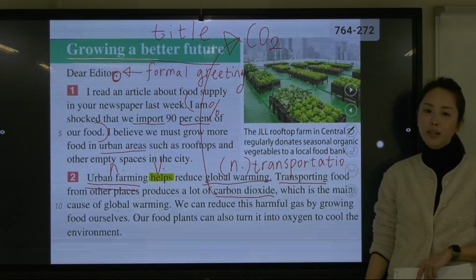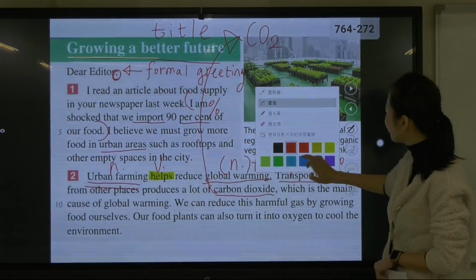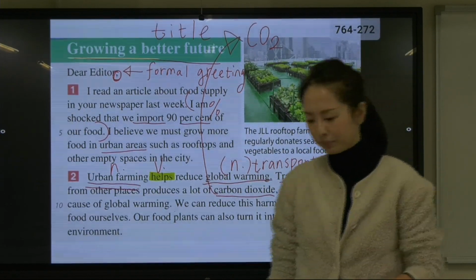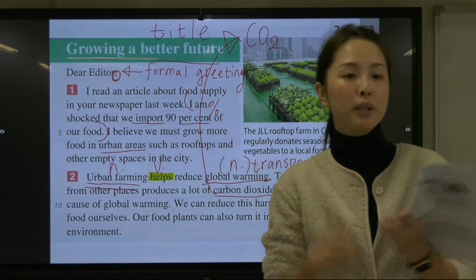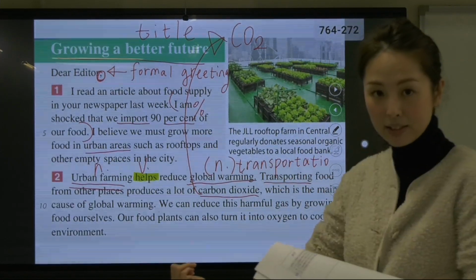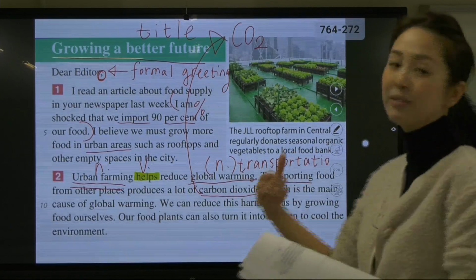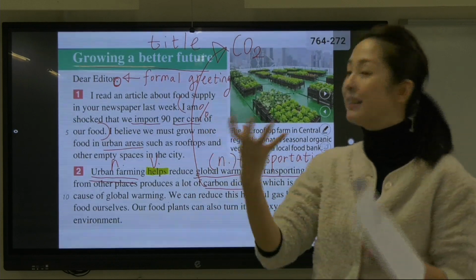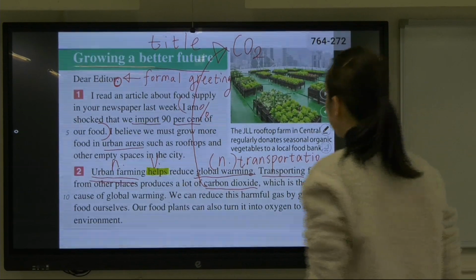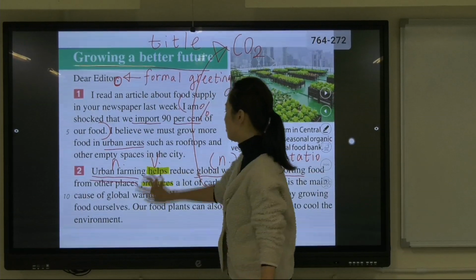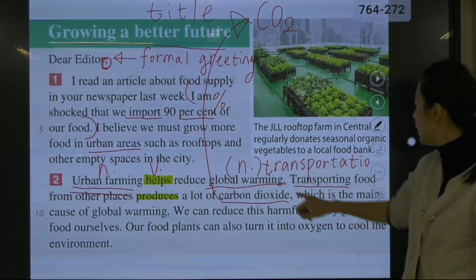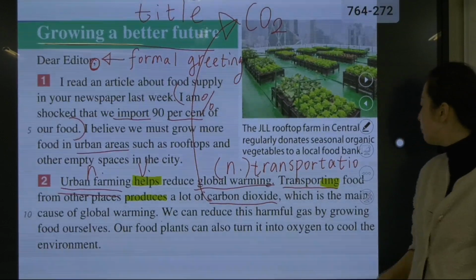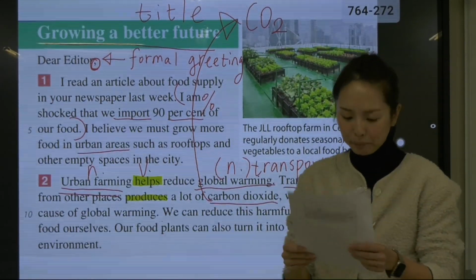Transporting food from other places produces a lot of carbon dioxide. What is the verb? I give you maybe 5 seconds to find the verb. 交通傳送啲食物產生好多二氧化碳。So what is the verb? Produces, right? So again, we use verb plus ing as the subject, which is the main cause of global warming.